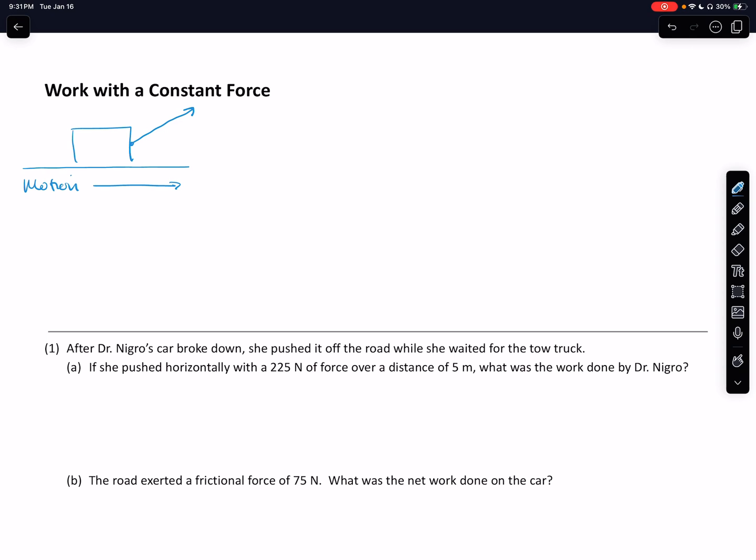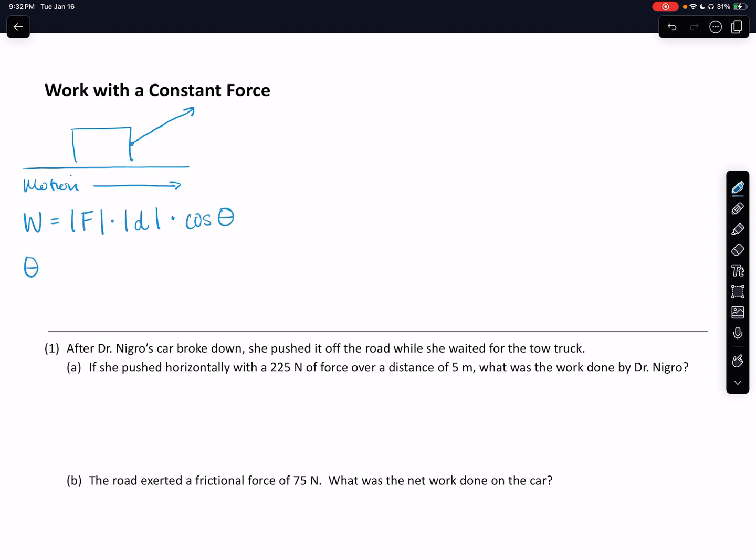And work has a couple of requirements. We use capital W for work. You need to know what the force is, and it's going to be an absolute value. You need to know the displacement of the object, which means how far has it moved from its original position. And then we need to know the cosine of the angle.